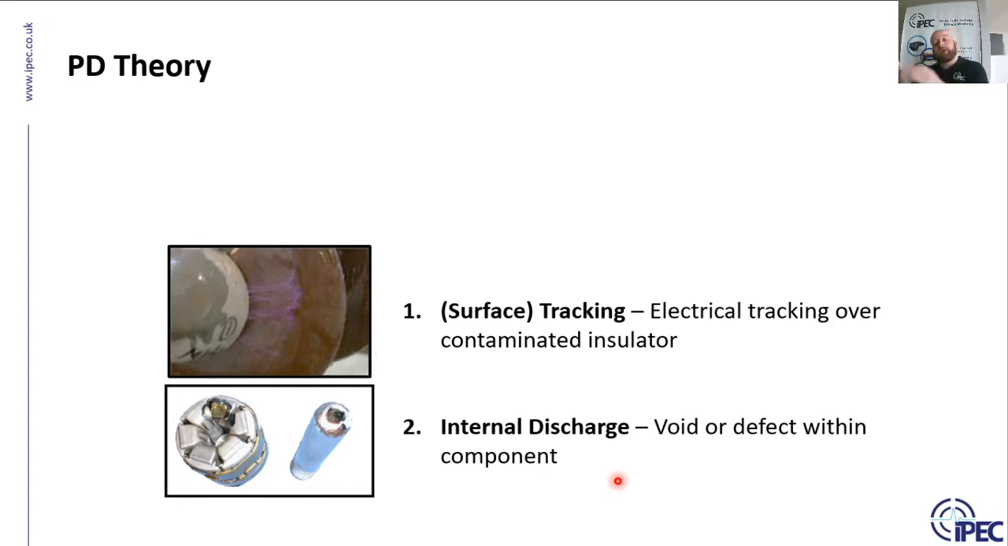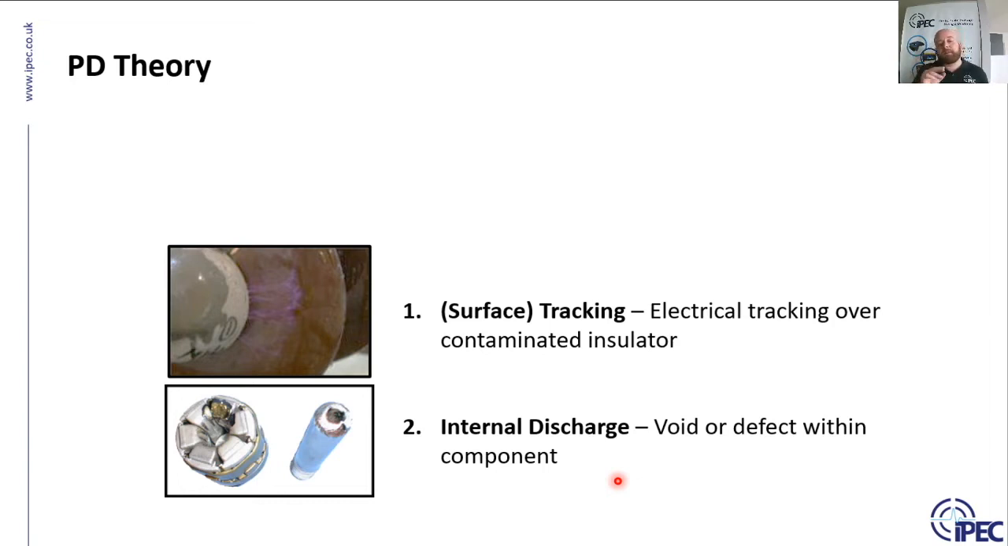The other type is internal discharge. That's where you've got a defect inside a solid insulation. Maybe you've got a crack, maybe you've got a gas-filled void problem from manufacture, or like I said, a crack from damage of insulation, and that's an internal discharge.